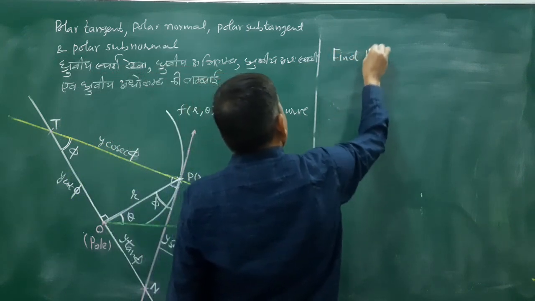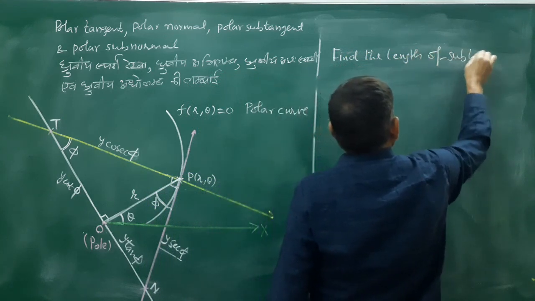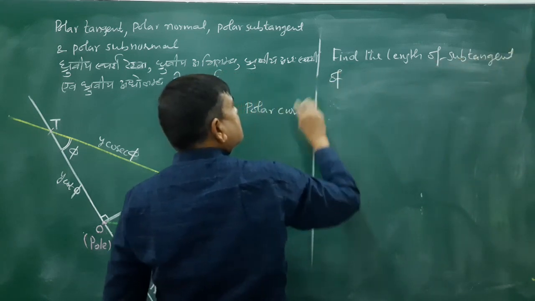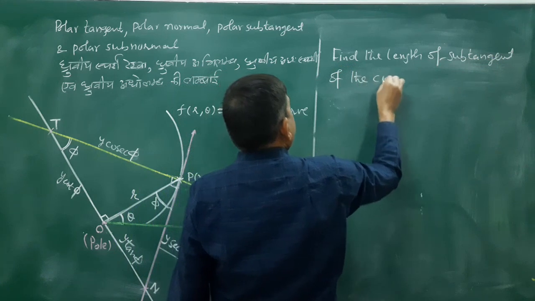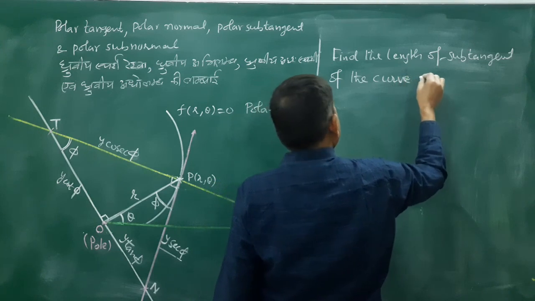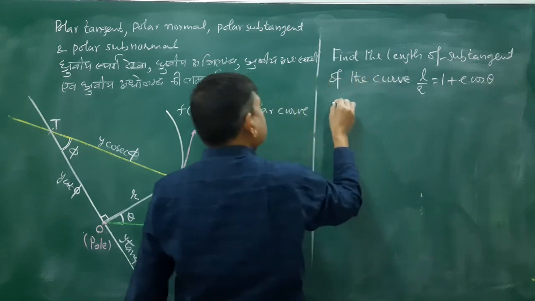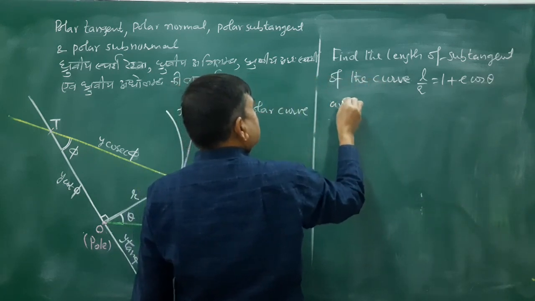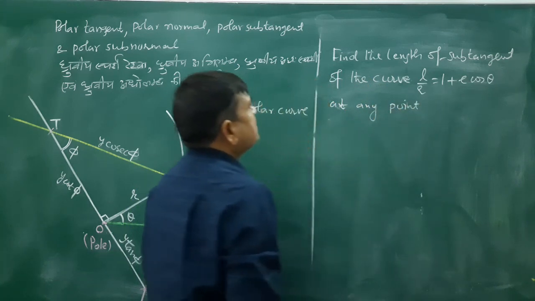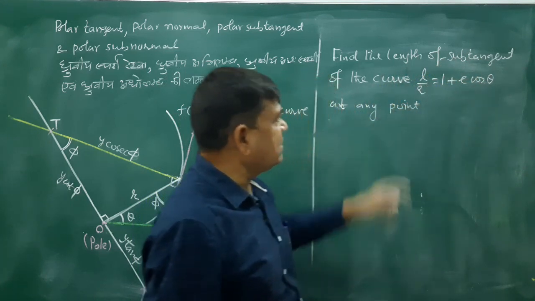Let us consider one example. Find the length of subtangent of the curve L upon r equals 1 plus e cos theta at any point.